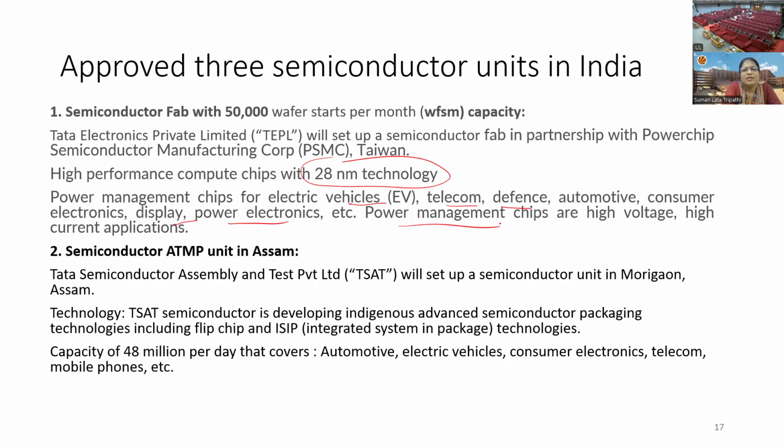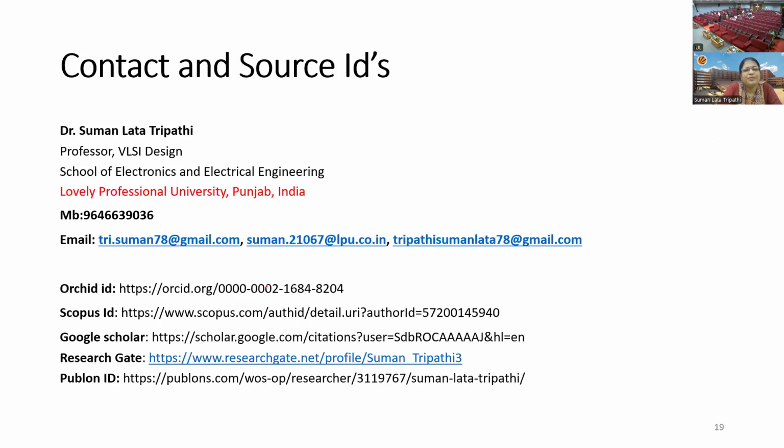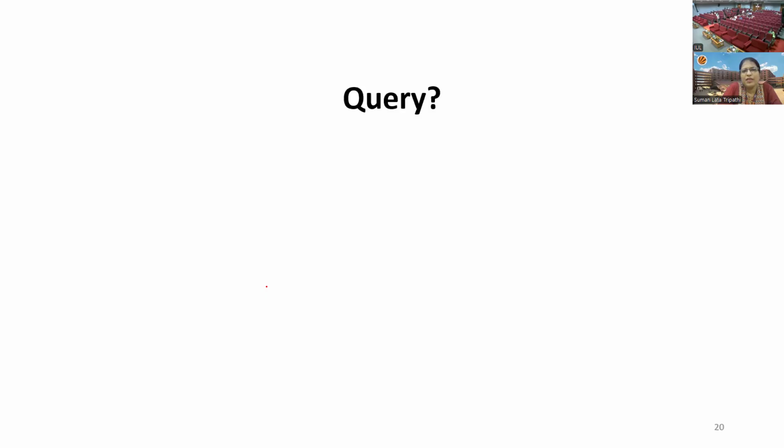So there is still a lot of scope in terms of jobs. More than 60,000 jobs are now coming in this area, and these are the tie-ups shown here: Tata Electronics with PSMC, Taiwan, and Tata Semiconductors. So they have entered into the manufacturing of ICs. And here are some references, and my contact and social profile.